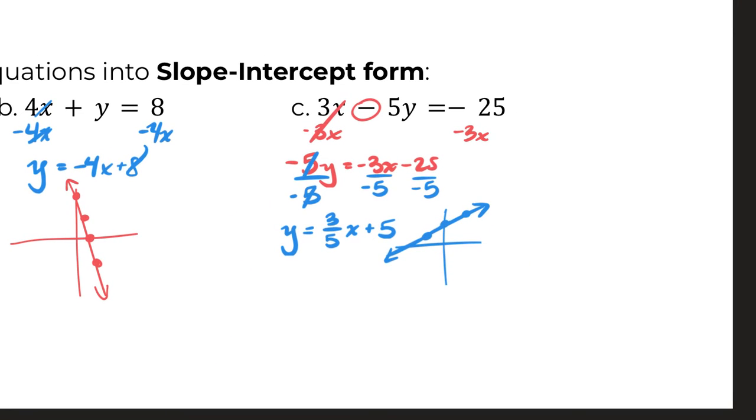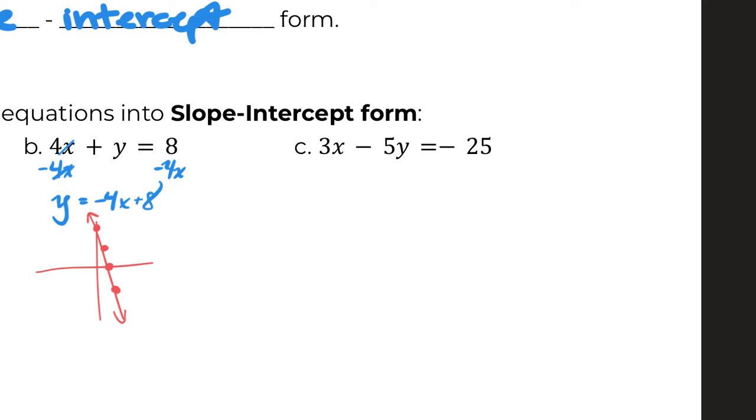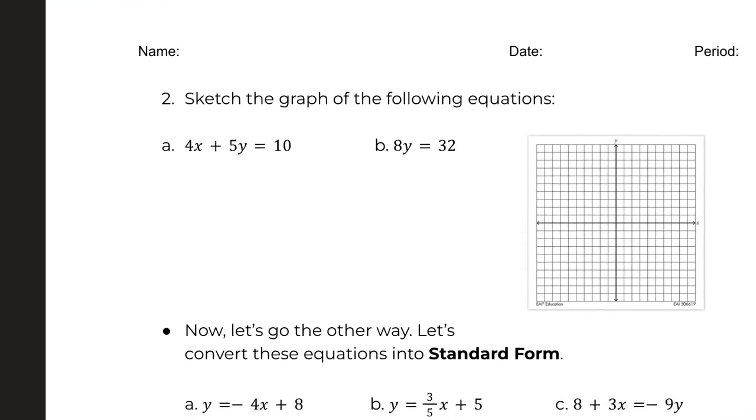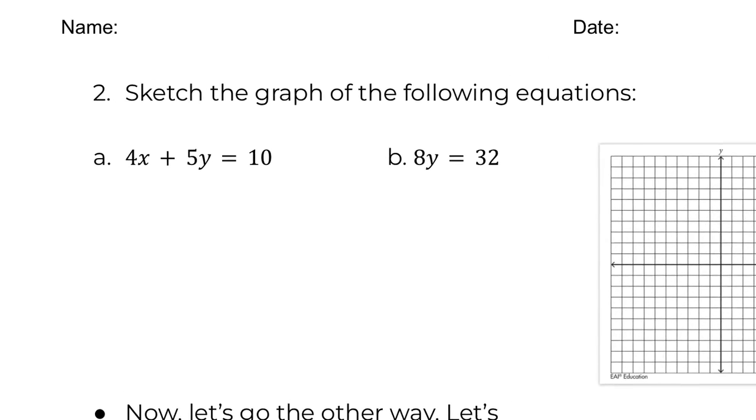Okay, so let's add this earlier right here. Okay, 3x minus 5y equals negative 25. That was that same equation. Continue on. Now we're going to do 2 more examples of how to convert these, and then we're actually going to put these on a graph.